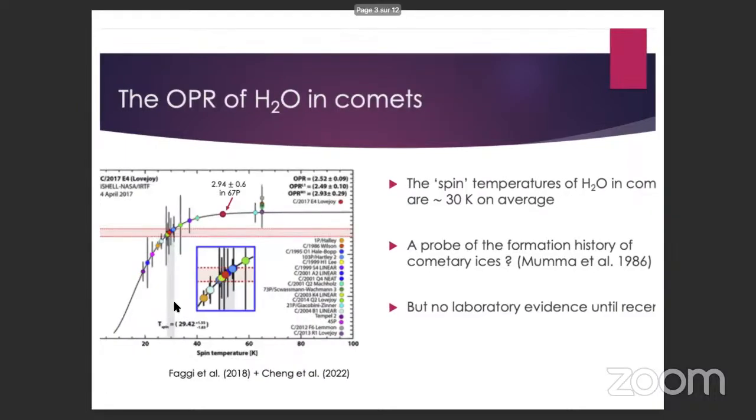And so this idea was largely employed by astronomers working on comets, and they started in the 80s with the first determination of this ortho-para ratio of water by Mike Mumma and co-workers. And this is a recent compilation.